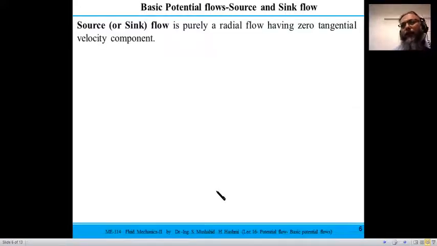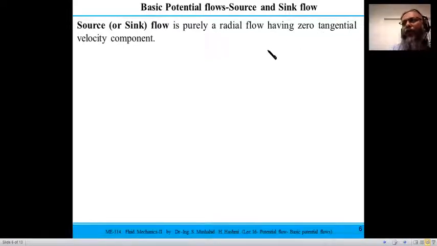In uniform flow, you have lines which are purely either horizontal or make some angle. But in source flow or sink flow, the only velocity component acting is the radial flow component. There is no tangential component present.